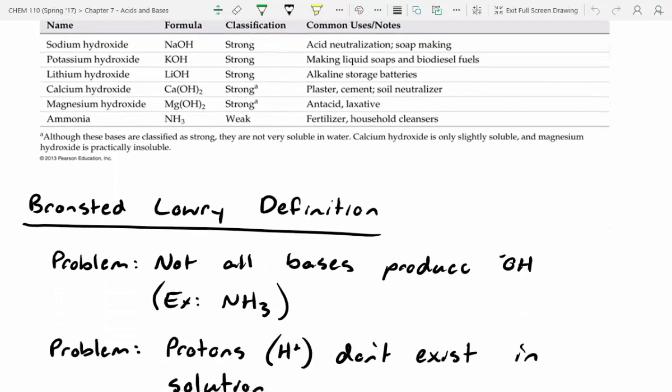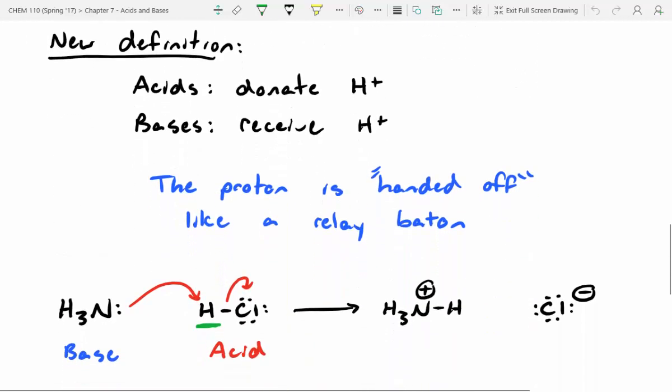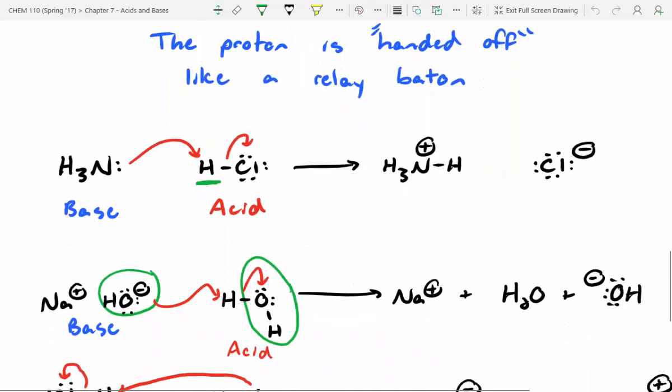And then we said that the definition needed to be revised, and this occurred with Bronsted and Lowry in the early 1900s, and they said that not all bases produce hydroxide, and protons as H plus don't really exist in solution. So they said a better definition is that acids donate protons, almost like a baton being handed off, and bases receive a proton. So in this case, we had ammonia, where it's basically reaching out, and it's grabbing that proton off of hydrochloric acid, and we're getting a salt out of this.